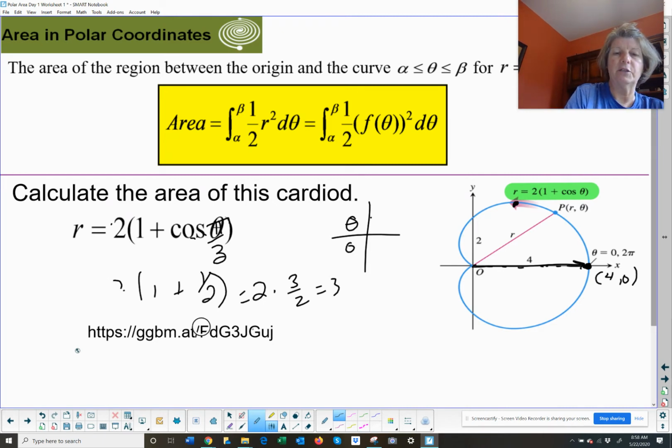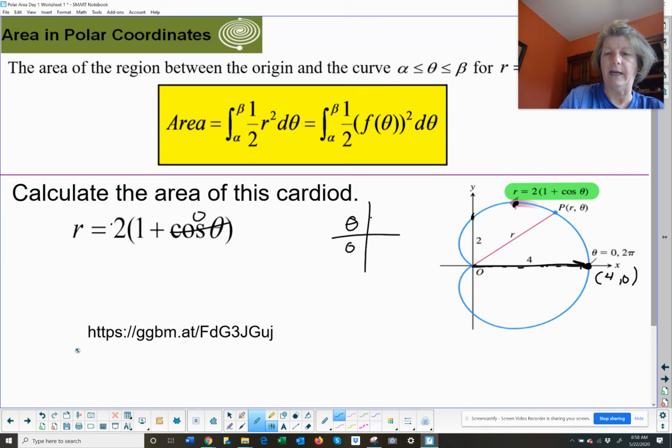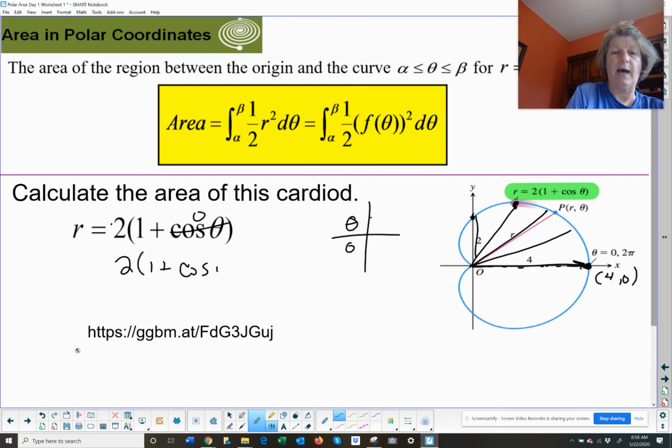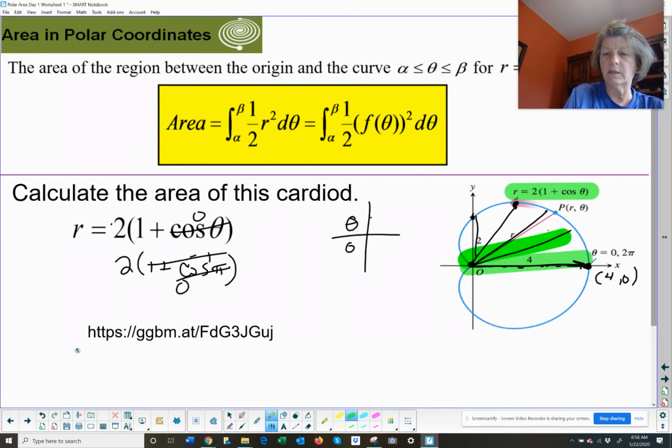At pi over 2, we know this is going to zero out, so I'm going to be at a height of 2. And you can imagine that all of these are getting plotted, right? And finally, when I'm at 2 plus cosine of pi, well, cosine of pi is -1. That makes a 0. This comes into the origin. What we have just done now is we have traced or spanned the area of the upper curve.